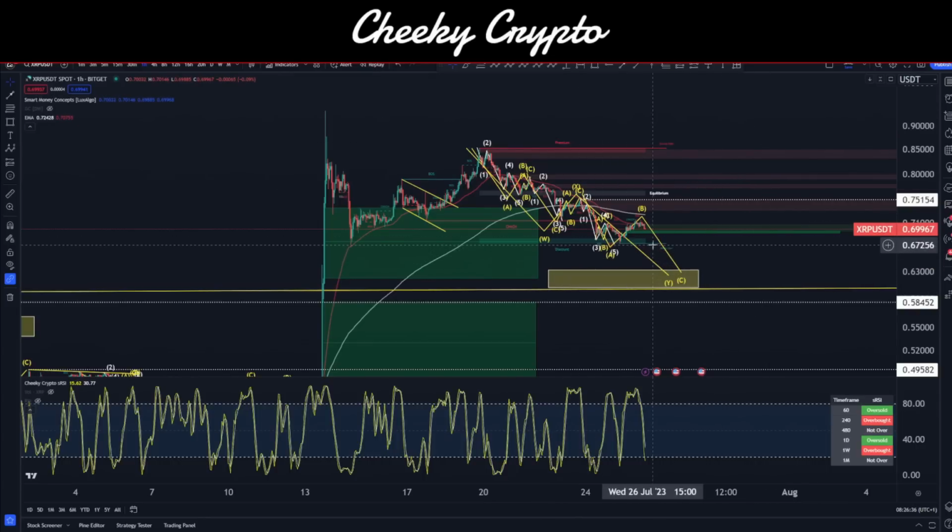Now, I could be wrong, of course. We know where the invalidations are, so anything higher than 75.154 would essentially say that we're not heading down in this structure. So we know where things start to break down and change. Other than that, I think everything is in a reasonable position. We are in a bearish structured state at the moment on our 1 hour time frame, so bear that in mind as well. But yeah, I think that wraps everything up here for today.